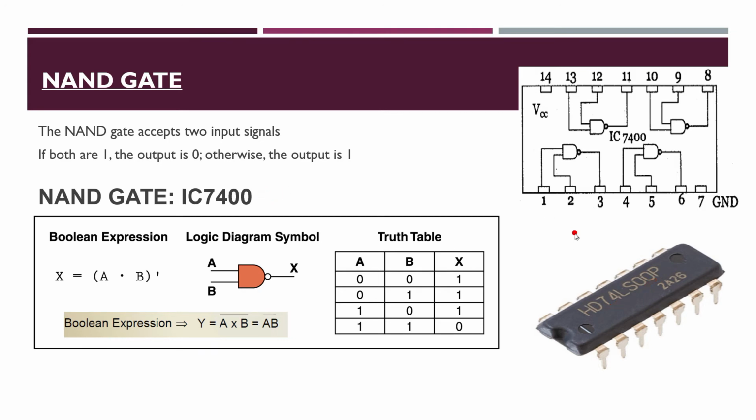And this is going to be the pin configuration, same as that of the AND gate or OR gate. 1 and 2 are going to be inputs and 3 is the output. 4 and 5 are the inputs and 6 is the output. 9 and 10 are the inputs and 8 is the output. 12 and 13 are the inputs and 11 is the output. As with other gates, the 7th pin is going to be the ground and the 14th pin is going to be your VCC.